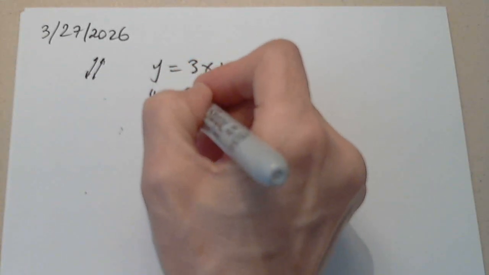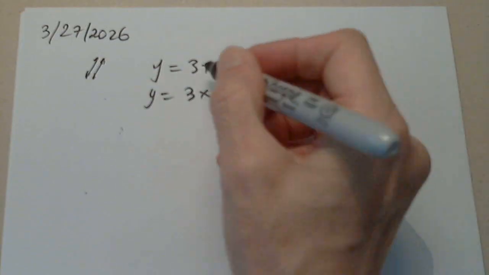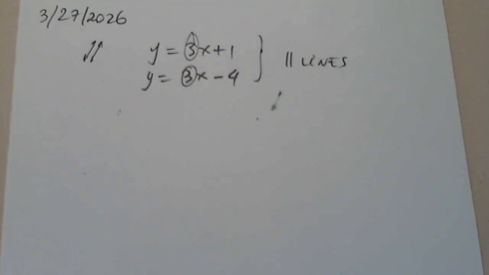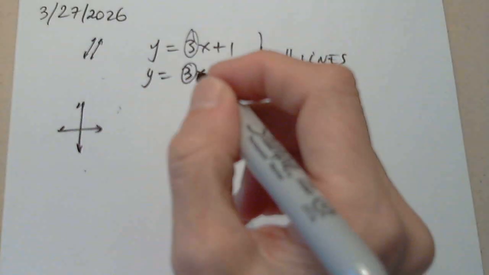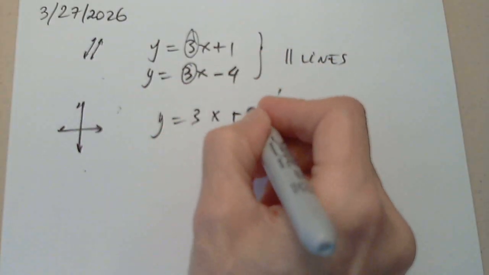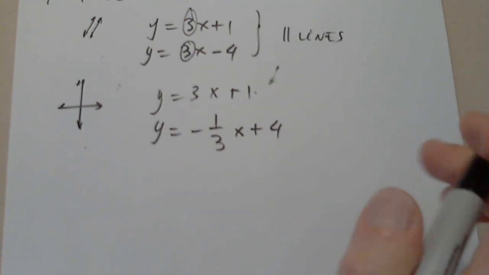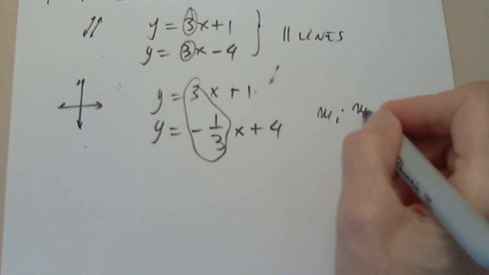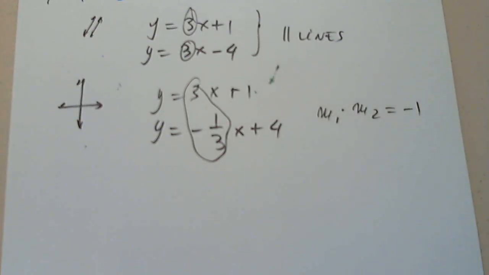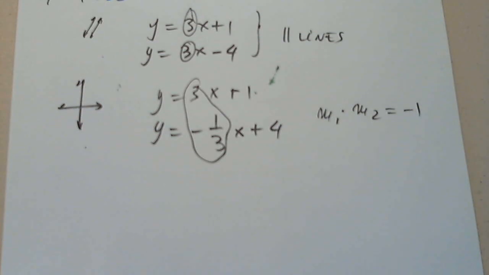And y equals 3x minus 4, these are parallel lines because the slopes are the same. For perpendicular lines, y equals 3x plus 1 and y equals negative 1/3 x plus 4. Because the product of these two, m1 times m2, equals negative 1. So parallel lines have the same slope. Perpendicular lines, the product of the slopes has to equal negative 1.